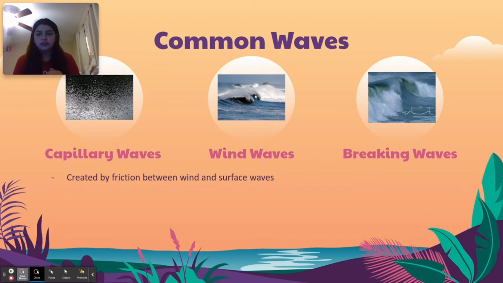Like you could see the breaking waves on a coastline when the shallow water is amplified. Okay, moving on to the next slide. Oh, and all these three are created by the interaction between waves and surface waves.